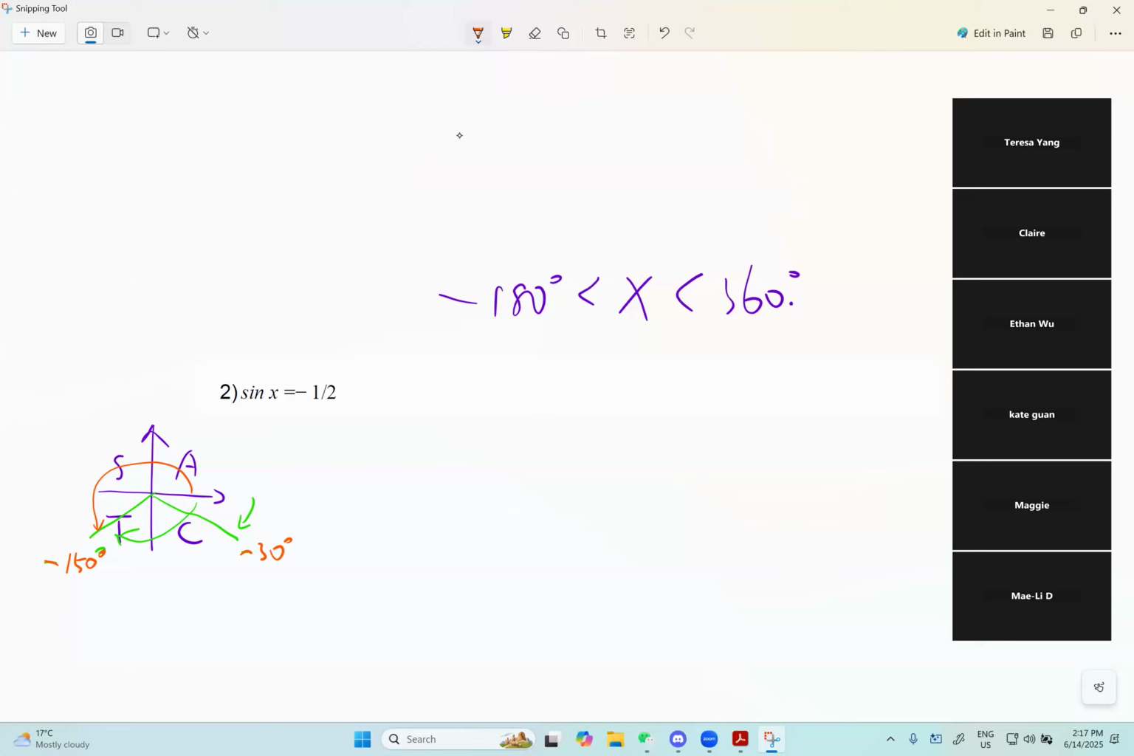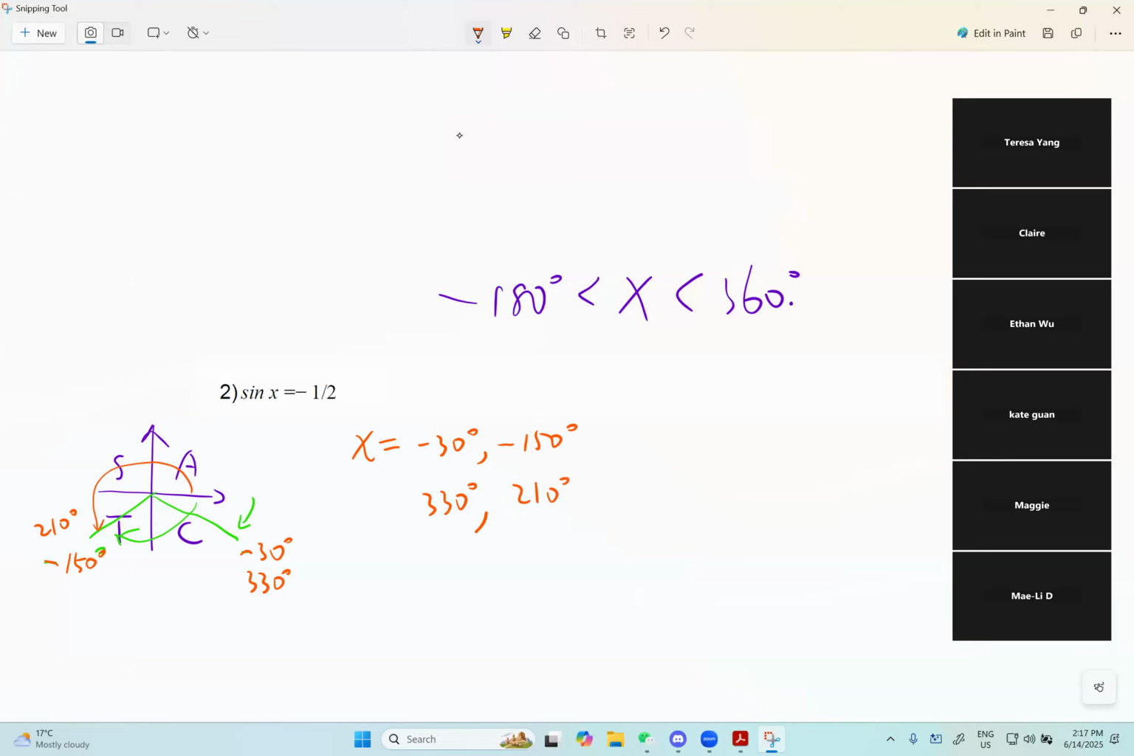And if you rotate this way, 210, 330. So we have answer. Negative 30, negative 150, 210, 330. Here you can check.